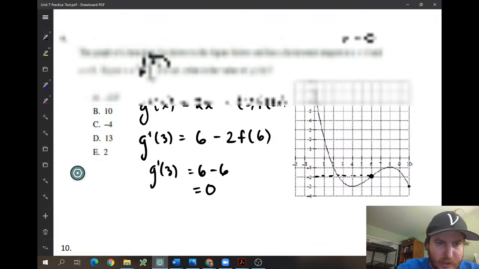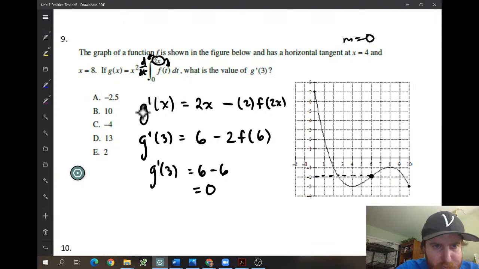So in this case, let me see if I made a mistake here somewhere.